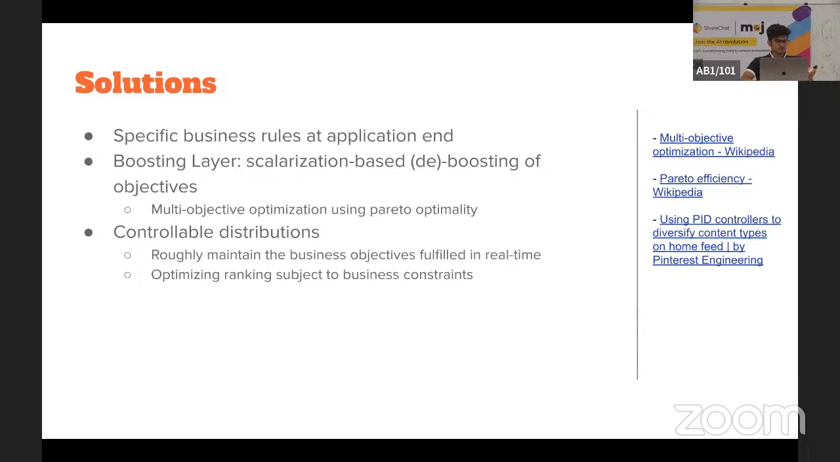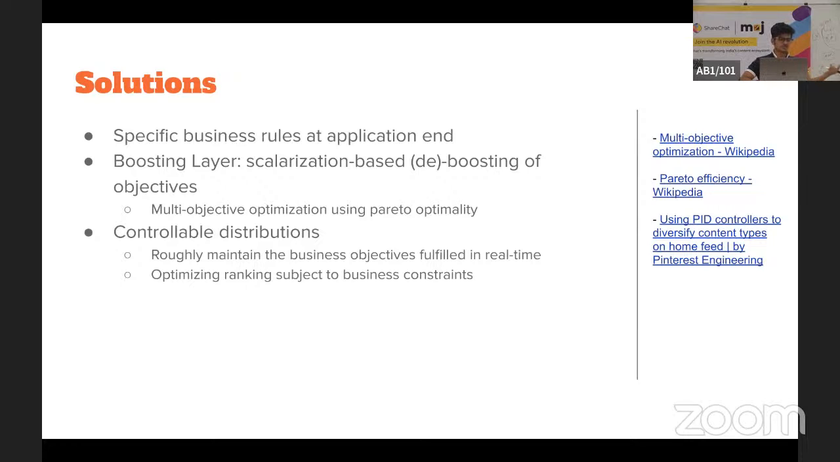Now, how do we solve this? First is, of course, you can have specific business rules, which is very heuristic based. The product manager will do that and all of that. What are automated ways of doing it? So I'll use 2 case studies. One is from Swiggy and another is from Pinterest.